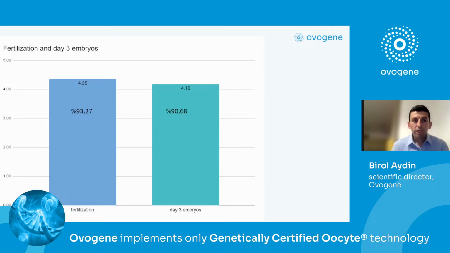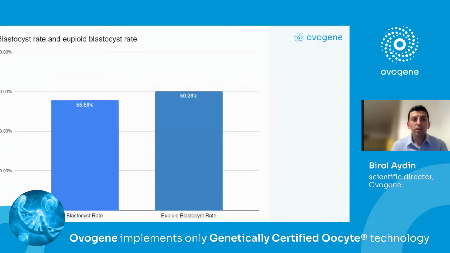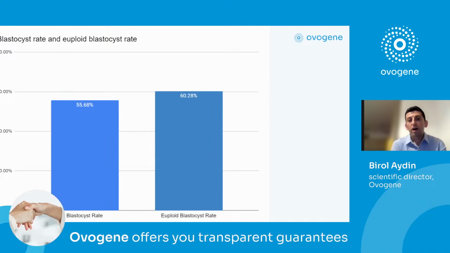But what makes mitochondrial transfer or treatment different, we will see in the blastocyst rate and euploid blastocyst rate. If we check the blastocyst rate, it is almost 55% for advanced maternal age, where we are talking about an average age around 40 years old. So of course, this is an impressive result. And the euploid blastocyst rate for that age is also very high.